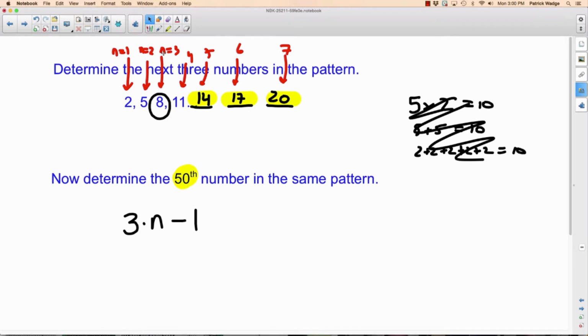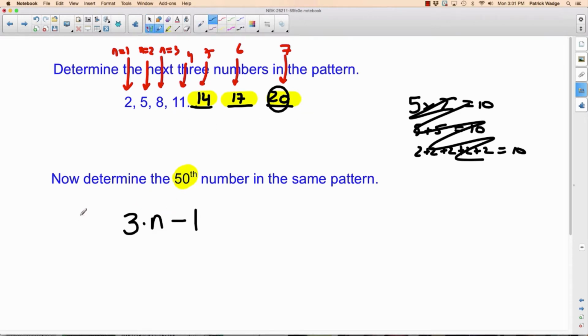What if we did this one? This is the third term. So if we put 3 in there, 3 times 3 is 9. Take away 1 is 8. It worked. Let's skip all the way up to this one. This is the 7th term. 3 times 7 is 21. Take away 1 is 20. It worked again. We did it. We found a formula for how we can now get any term.